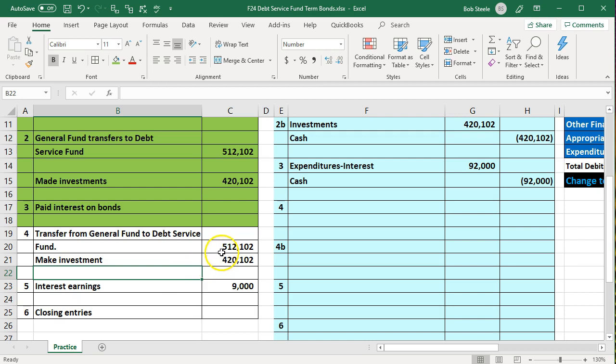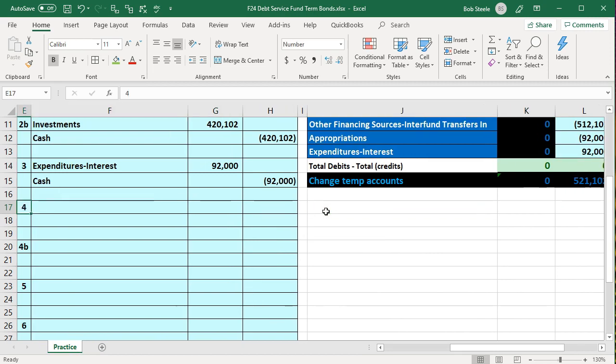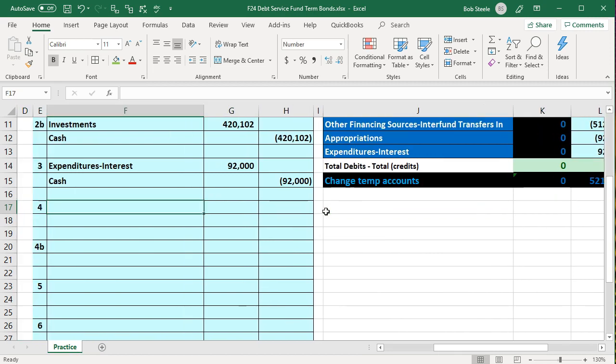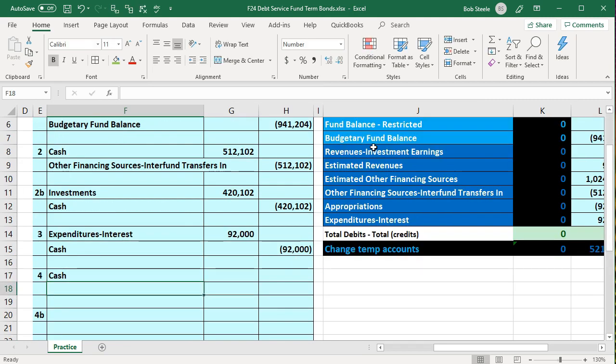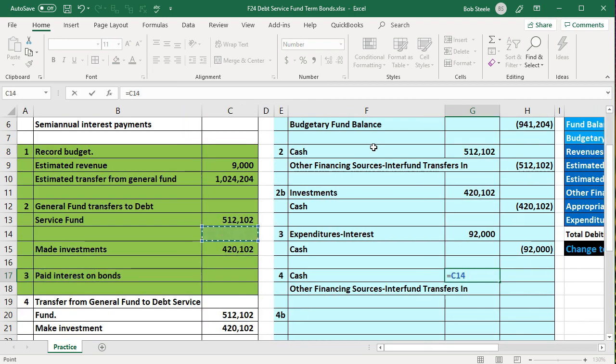We've got the transfer that's going to be coming in, and then we're going to make the investment with it until we need the cash to pay for the financing of the bonds. So once again, we've got the cash coming in, and we're going to say cash is increasing because we're in the debt service fund, and it's coming from the general fund. So we're going to say cash goes up for us here in the debt service fund. We're here at this point in the debt service fund, and then it's coming from the general fund, which is going to be kind of like an income account, but it's going to be this other financing sources account, interfund transfer in. And then the amount is going to be for that 512,102. That'll be the debit and the credit.